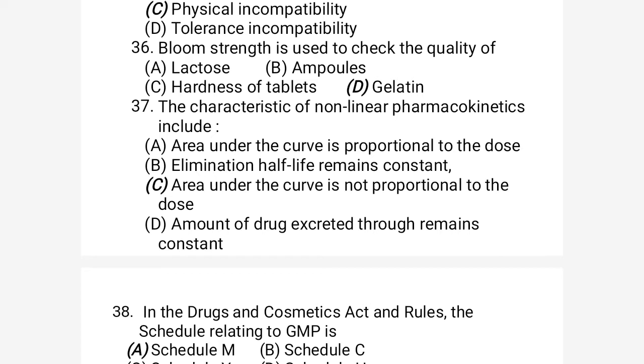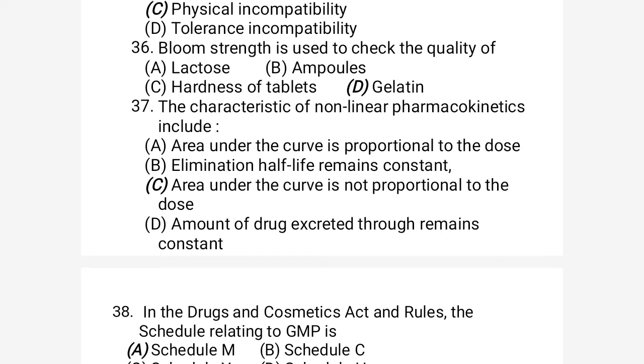Next, question number 37. What are the specific characteristics of non-linear pharmacokinetics? We have linear pharmacokinetics and non-linear pharmacokinetics. Pharmacokinetics, you understood, is ADME: absorption, distribution, metabolism, and excretion of the drug. So when ADME takes place, it may be linear or non-linear. So we have to find out the characteristic of non-linear pharmacokinetics.